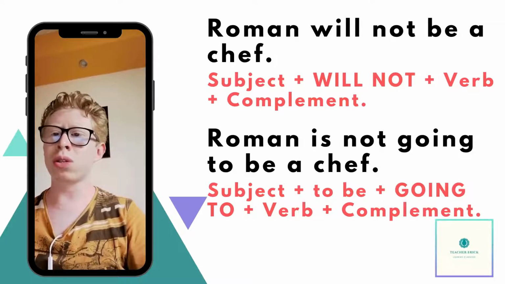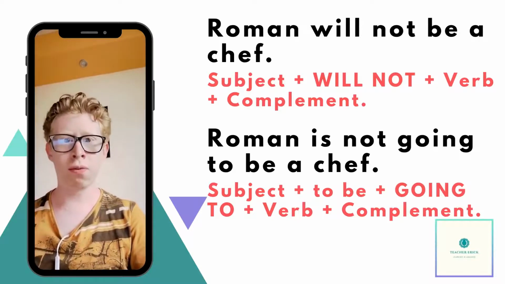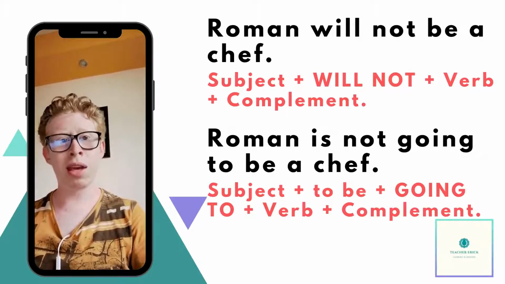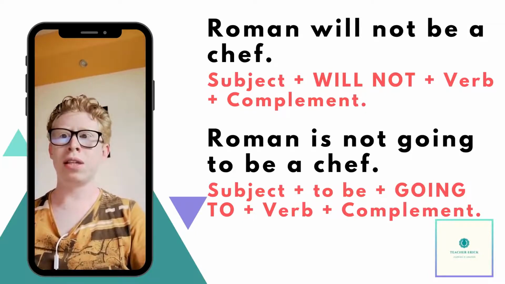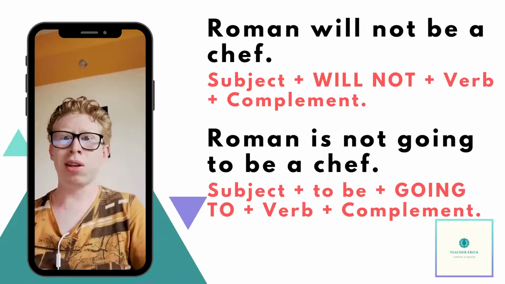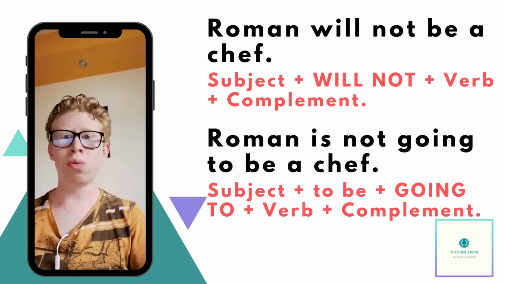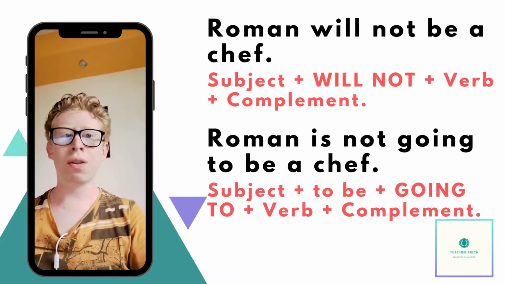So the second one says, "Roman is not going to be a chef." That's a prediction that I am making because I have evidence of that. Maybe I see that Roman is studying medicine or something like that, and my prediction is that he is not going to be a chef based on that evidence.